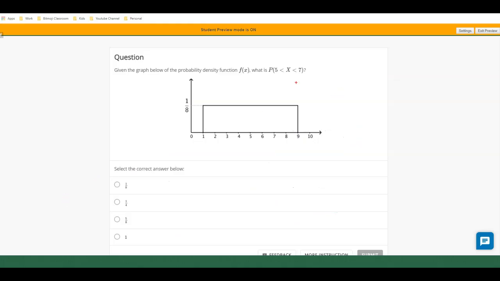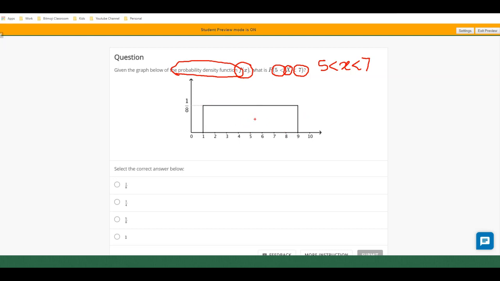So I had to log in as a student here, and this is the first question I have. Given the graph below, it's the PDF, probability density function. And they're asking me, remember it's represented as f of x, what is the probability that x is less than 7 and greater than 5? That means x is in between 5 and 7. Remember, probability is nothing but area under the curve. So if I ask you, what kind of distribution is this? Do you see a curve or do you see something constant? I see something constant, so this is a uniform distribution.